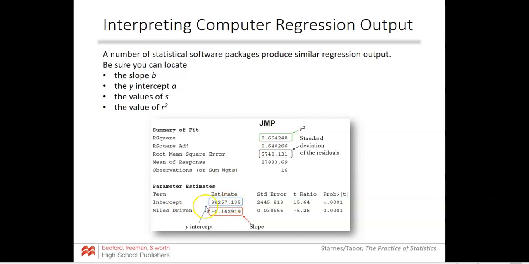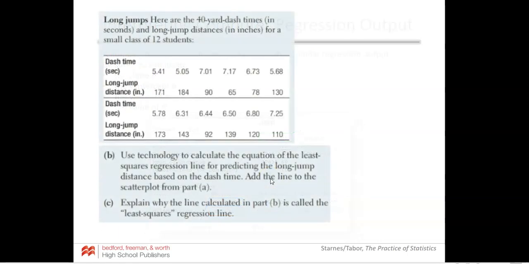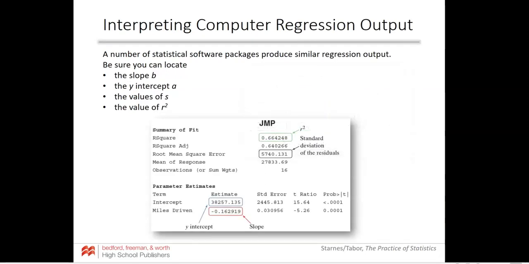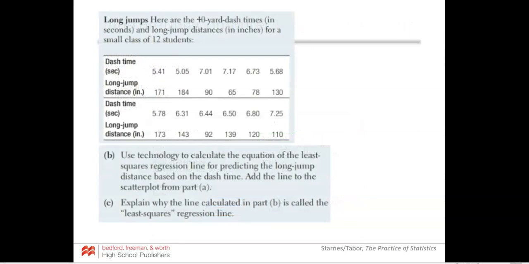That's the y-intercept. The miles driven, this is not as obvious. That's going to be the slope, although kind of like the other form, the slope is right below the y-intercept. So if you can find the y-intercept, 38257, you should be able to find the slope right underneath it. Both formats are set up kind of similar, but they're not labeled super nicely there for us. So we have to get used to computer output. We need to be able to write an equation from that if needed.